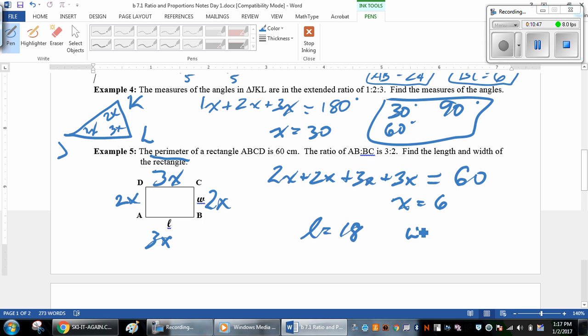And our width, when we plug that in, is 2x, which is going to give us 12. And we're given units here, so let's make sure we use our units as well. All right, so let's keep going.